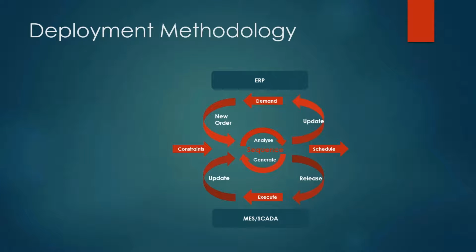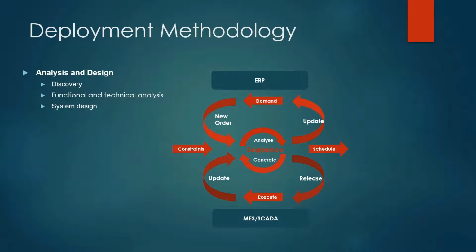What does it take to deploy? Well, here is a version of the diagram that you saw. Again, with the ERP system upstream of the scheduling engine and the MES SCADA system downstream. And here we see the entire scheduling cycle that has to be implemented, that has to be deployed. There is a process of analysis and design that your scheduling solution provider will undertake in the discovery phase, to understand exactly what the business requirements are and what are the capabilities of the ERP and MES system. From there, functional and technical analysis can take place.